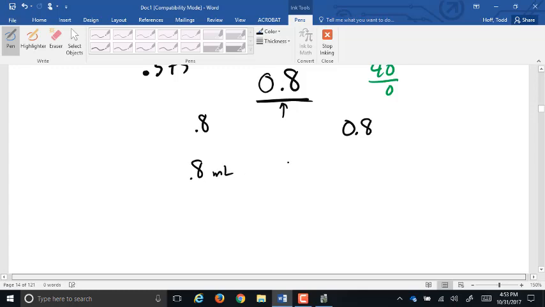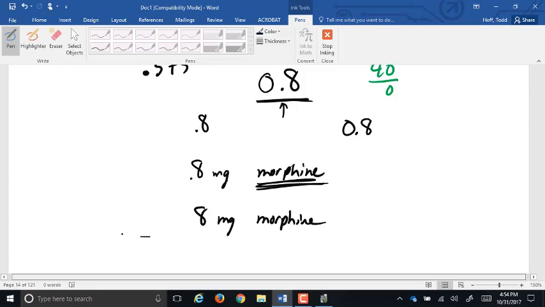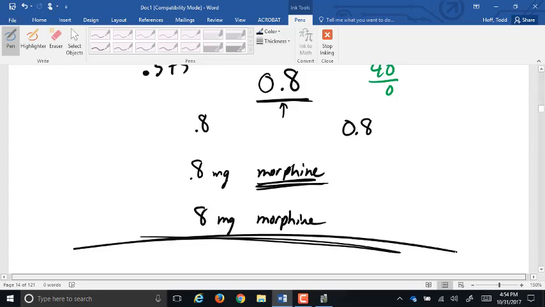0.8 milligrams of morphine will make you really happy. 8 milligrams of morphine will make you really dead. So obviously, there's your morbid thought for the day for Halloween.